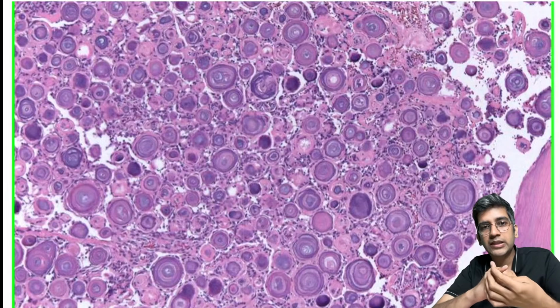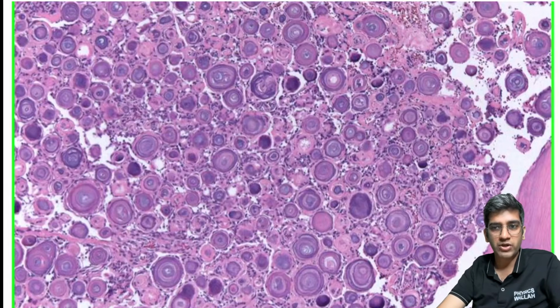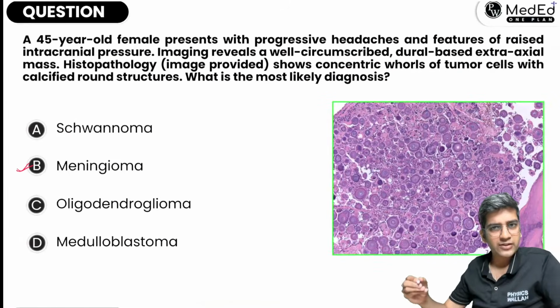Entirely filled with psammoma bodies. These whorled blue color structures are called psammoma bodies. This is psammomatous type of a meningioma. We have multiple types of meningioma, and there's a psammomatous type of meningioma. Other four things we know already.